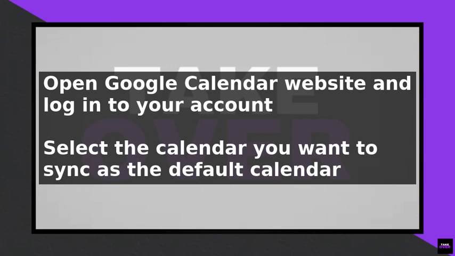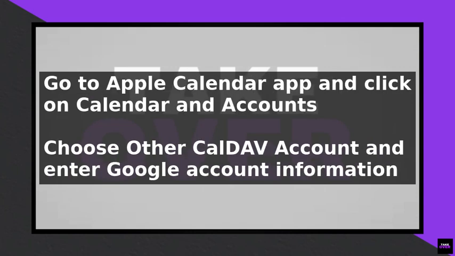Next, go to the Apple Calendar app on your device. Click on Calendar and then select Accounts. Click on Add Account and choose Other CalDAV account. Enter your Google account information, including your email address and password. You will also need to enter the server address, which is google.com.